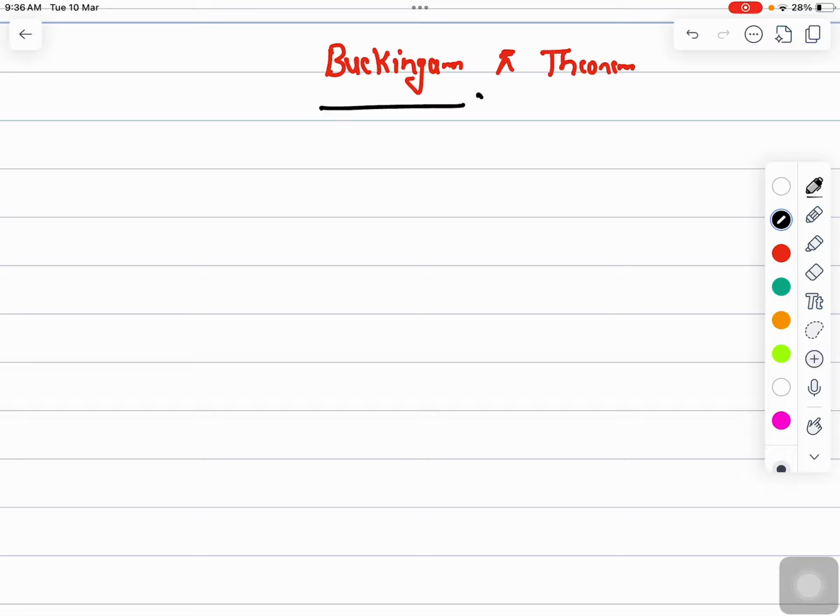Buckingham pi theorem method. So I'll talk about some fundamentals regarding this Buckingham pi theorem. To conduct this dimensional analysis on a given problem, the first step is to identify the variables that affect the system. So first you identify variables, right? I'll tell you with the help of some examples also.